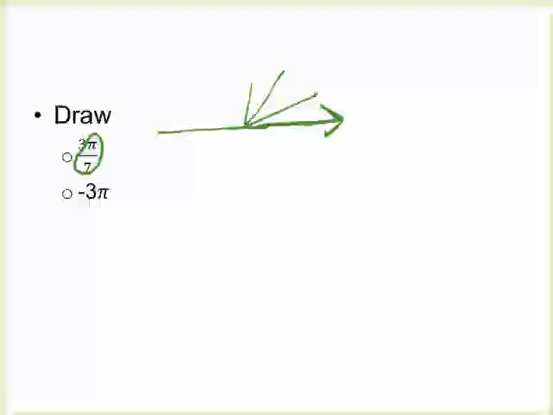2, 3, 4, 5, 6, 7 pieces on the top. They should be equal pieces, but I'm not being picky about this because it's kind of hard. So then also 7 pieces on the bottom. So 2, 3, 4, 5, 6, 7 pieces on the bottom. So there's 14 total pieces going around the circle.